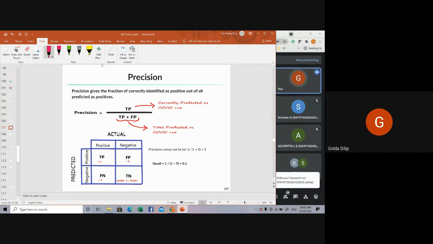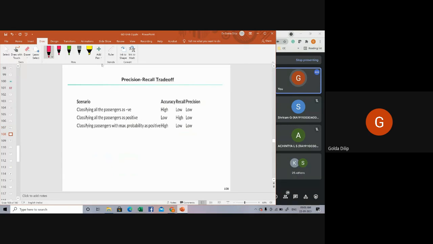Then again we saw some strategies. Independently, many of these metrics have their disadvantages, due to which there's always a precision-recall trade-off. That's the reason we went for a combined measure. So what was the name of that combined measure, which combines both recall and precision? Achinta, what was the name of that combined measure? Do you remember?